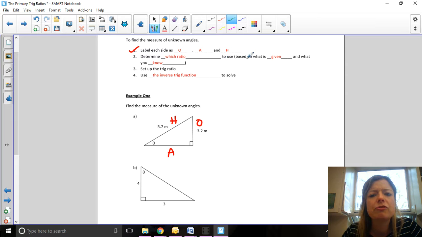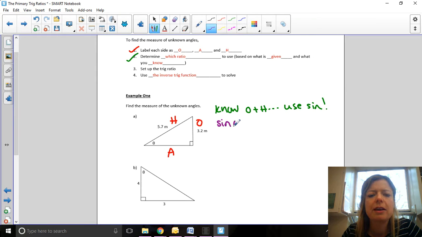Now we want to determine which ratio is going to be used. So notice that we know O and H. So what do you think we want to use? Sine, because sine has O and H in it. So that's step 2. Step 3 is to set up the trig ratio. So the sine of theta is equal to 3.2 divided by 5.7. That's step 3.